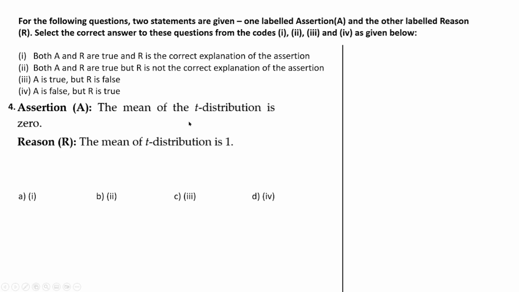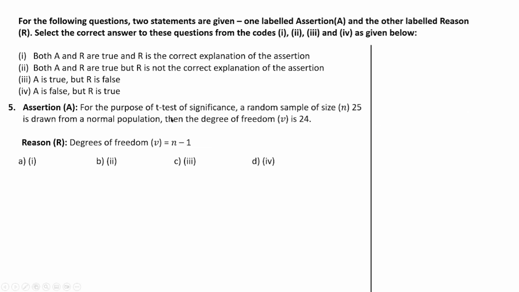The t distribution is similar to the standard normal distribution. It is symmetrical about the mean mu equal to 0, so the mean of the t distribution is equal to 0. The reason says the mean of the t distribution is 1, which is not true. So here A is true but R is false, and the correct option is option C.